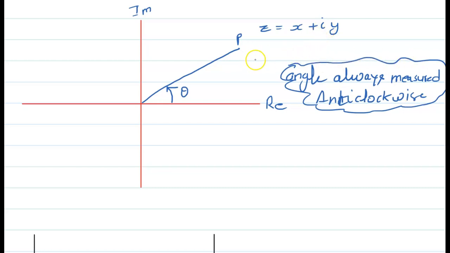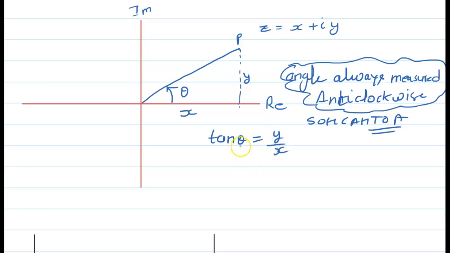So z is x plus iy. This is the y part and this is the x part, so let's write down here this is x and this is y. If we remember SOHCAHTOA, tan is opposite over adjacent, so tan theta is y over x. If we find theta, theta will be tan inverse y over x. This theta is known as argument z.